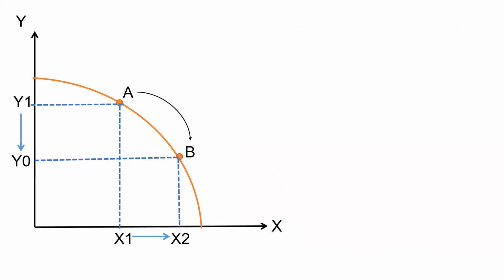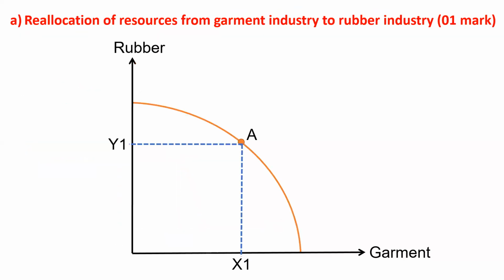So here then, how do you answer? If you remember well, because of the resource reallocation, the PPC is not changed. Right? The production point has to change.